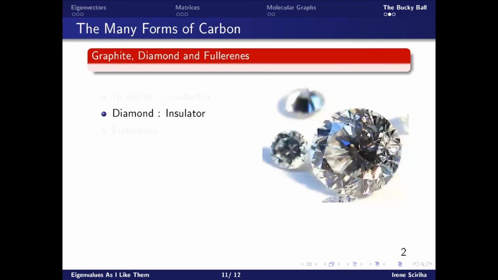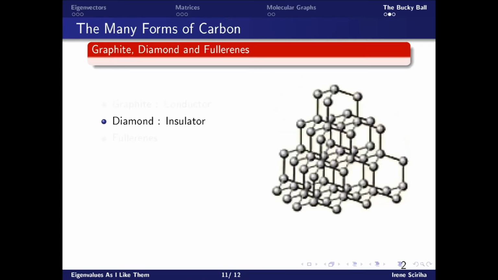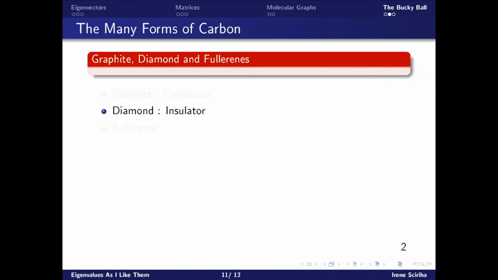Then we have the diamond, and the diamond is a very strong crystal. All 4 bonds are used, and it's an insulator. It doesn't allow electrons to flow much. So that's how it goes, right? All 4 bonds are used. We don't have any delocalized electrons.